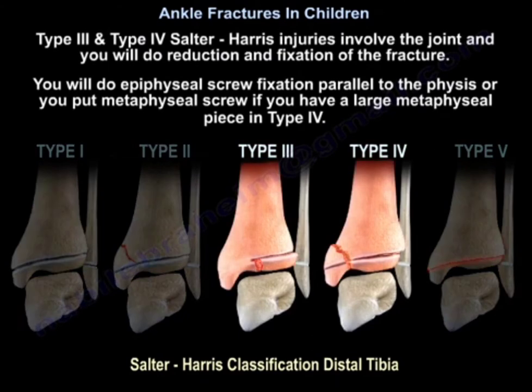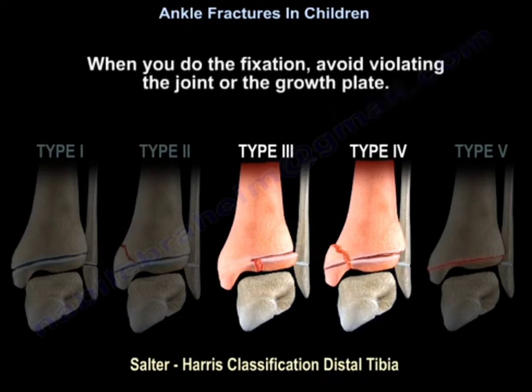Type 3 and Type 4, because they involve the joint, you will do reduction and fixation of the fracture. You will do an epiphyseal screw parallel to the physis, or you put a metaphyseal screw if you have a large metaphyseal piece in Type 4. When you do the fixation, avoid violating the joint or the growth plate.